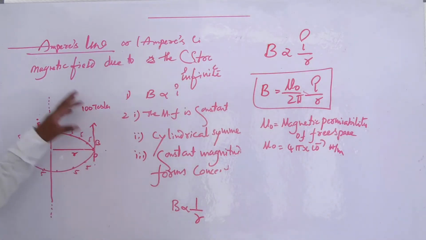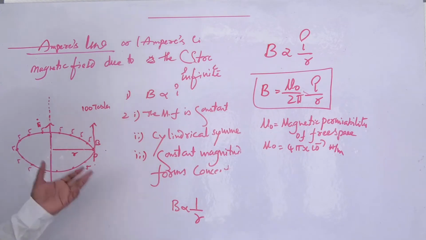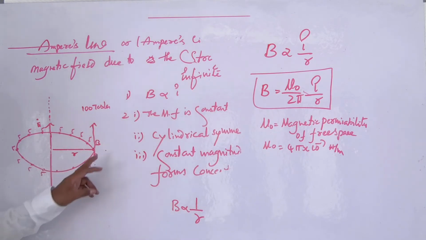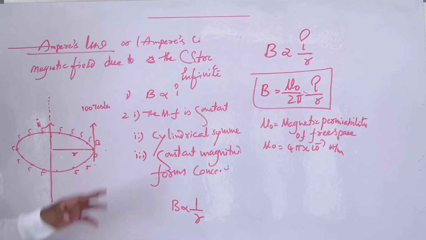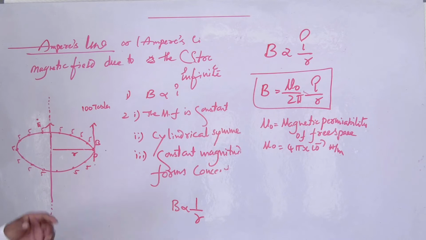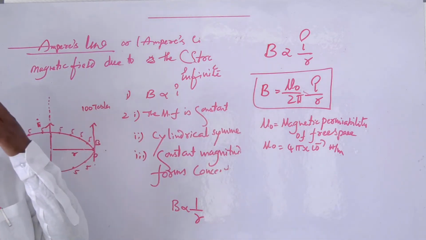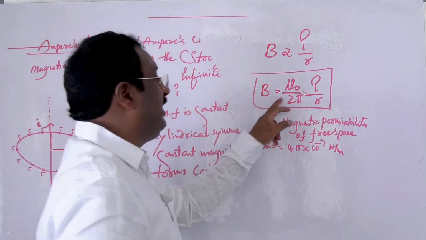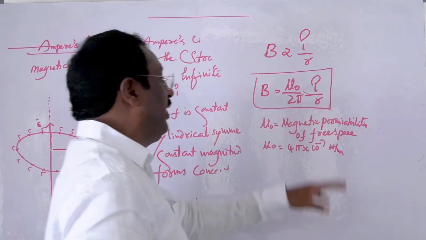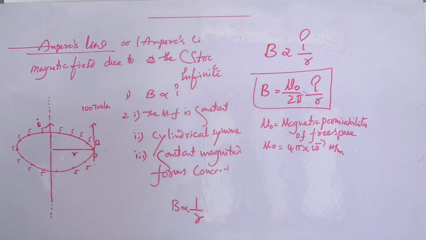What do you mean? Here, along with I and R, the existing medium also influences the magnetic field. So the magnetic permeability of free space is the property of the medium which decides the existing magnetic field. That is why we must take it. So this is called Ampere's law to find the magnetic induction due to a straight current carrying infinite conductor, mu naught by 2 pi. The same equation we can apply where there is symmetry, like this.